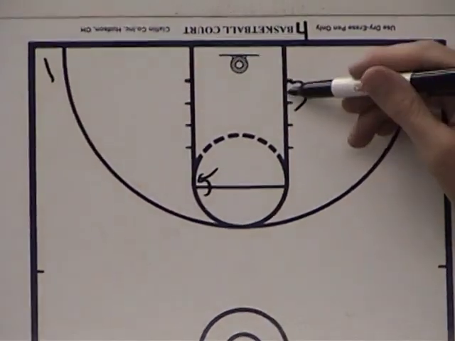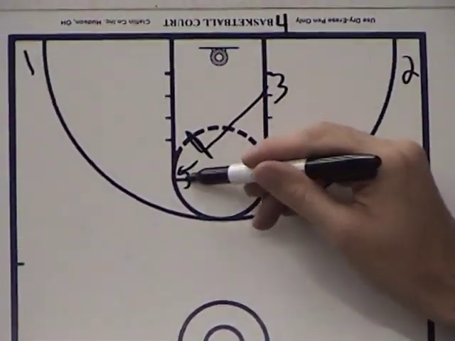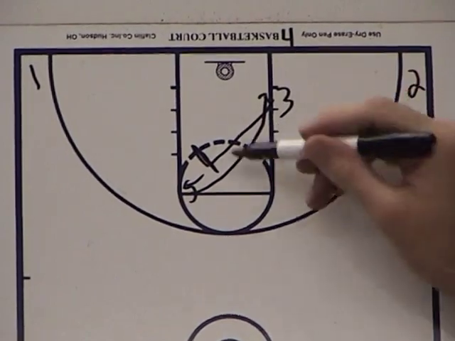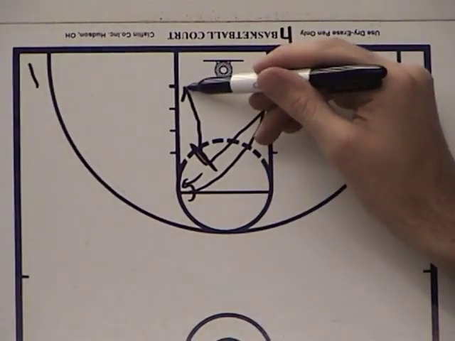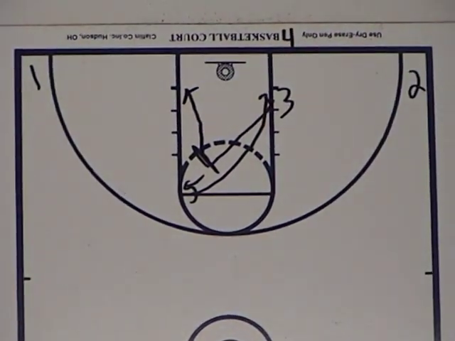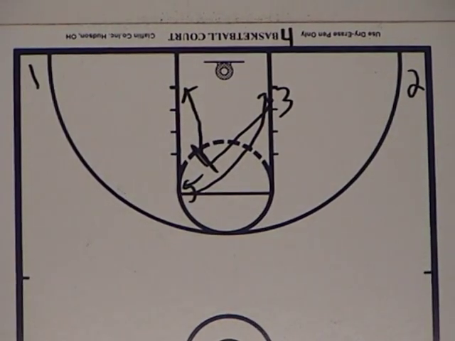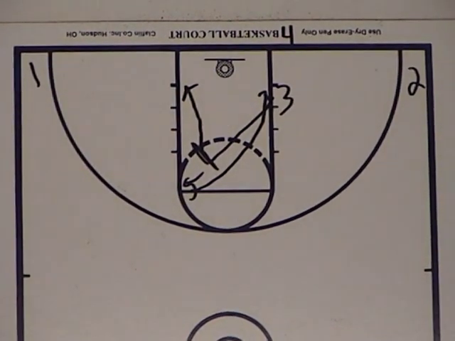Two is set up for screen-to-screener, but we spread things out. We try to get 5 a lob right away. 3 sets a hard screen and comes right back to the ball. And then 2 and 1 spread it out, so if they don't guard him, we'll just throw him the ball right away and then go hard middle.